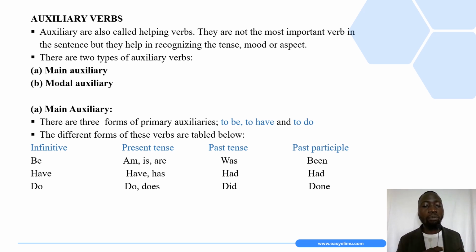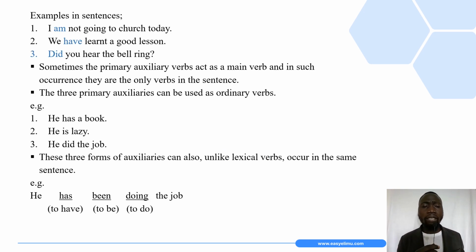So the second form, we have the form of the verb to have. So in the present tense, we have has and have. Then in past tense, we have had. Then past participle, we also have had. So the third form, that is the form of the verb to do. Under present tense, we have do and does. Under past tense, we have did. Then under past participle, we have done. So those are the three forms of verbs that we have in the first type of auxiliary verb, that is the primary or the main auxiliary verb. So here are some examples in sentences.